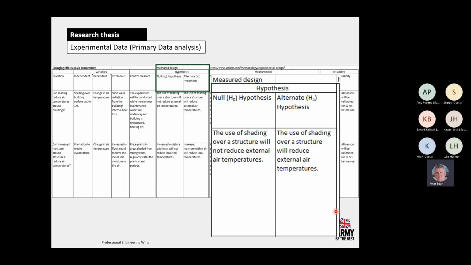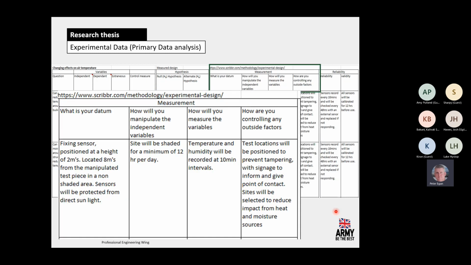And you need to write them down because you're going to explain all these in your methodology. Okay, that's why we go through the sheet, because you're going to interpolate these points into your methodology. Okay, you're then going to look at how you're going to measure it. Okay, so what's your datum? How will you manipulate the independent variables to enable it to do it? Right, how are you going to measure that variable, and how can you control the outside factors?